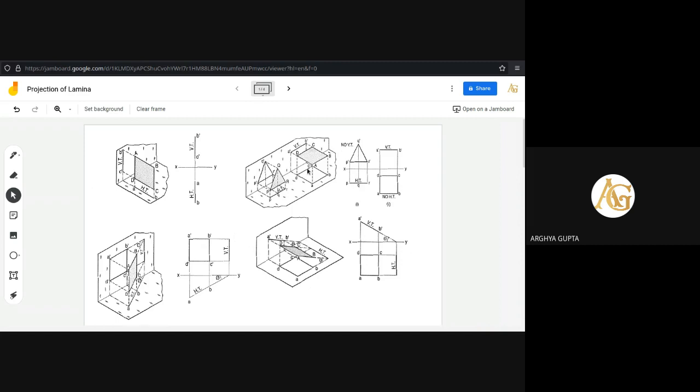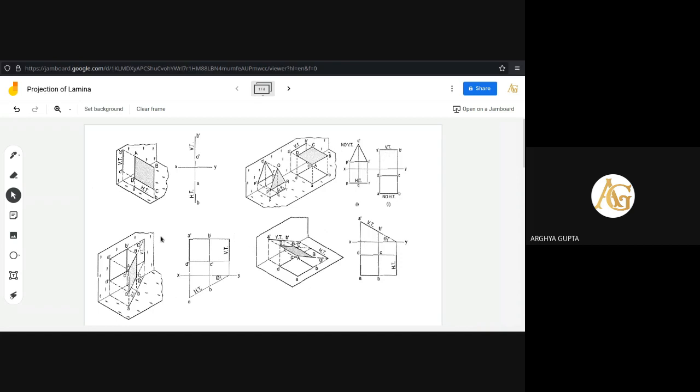Now for this case, the square lamina is placed like that. It is parallel to the horizontal plane and perpendicular to the vertical plane. As it is perpendicular to the vertical plane, it will be appearing as a line in the vertical plane, and as it is parallel to the horizontal plane, the true shape of the square will be obtained here at the horizontal plane. So no HT, no horizontal trace, as it is not appearing as a line in the horizontal plane, but a vertical trace will be there, isn't it?